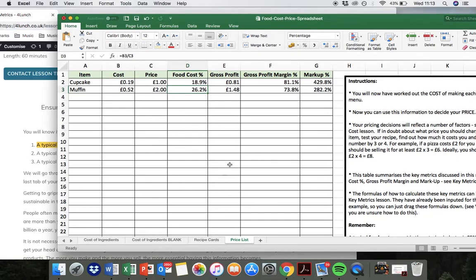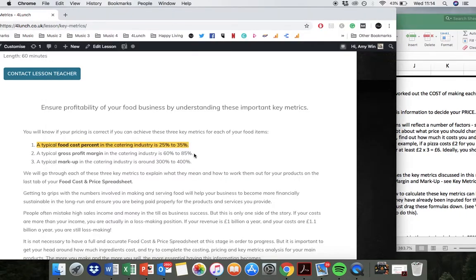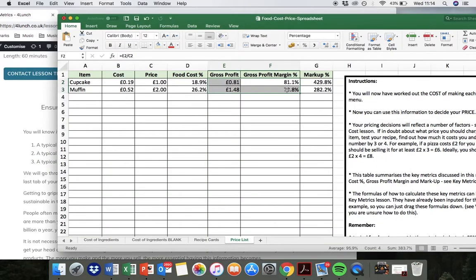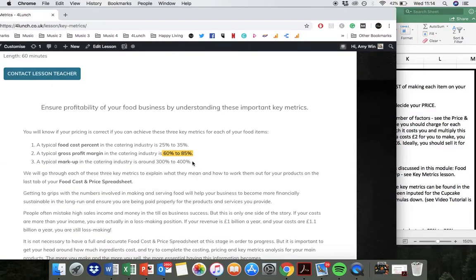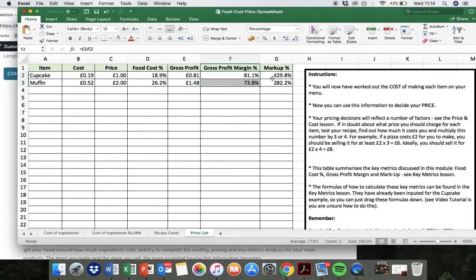You want the food cost percent to be low, and you want the gross profit and the gross profit margin to be higher, right? You want gross profit margin, you want it to be around 60 to 85%. Because they're baked goods, they tend to be higher. If you're talking about something like steak or meat, that gross profit margin tends to be lower, so you need to mix it up a little bit. Okay, so we're within the guidelines, which is brilliant. Now, markup. You want markup to be around 300 to 400%, okay? And, yep, we're around about that mark with that.